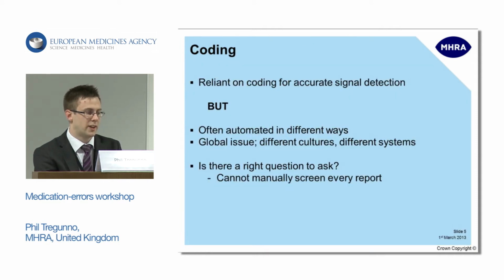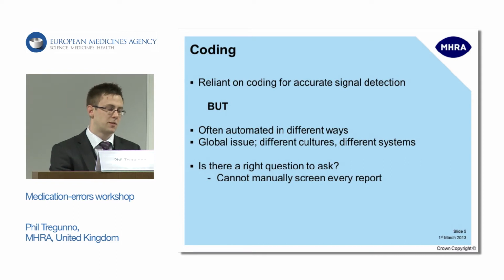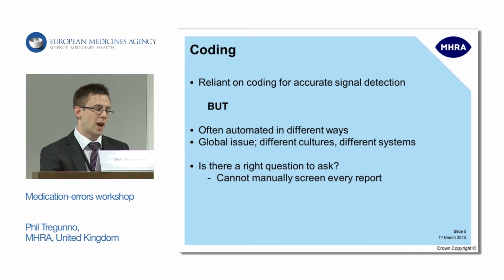The reason for thinking about definition is ultimately, in terms of analysis, to do with coding. We're absolutely reliant on coding for accurate signal detection of new safety issues from spontaneous data. And that collection process is very much an automated one. Particularly when we're thinking about high volumes of data, it's important that we can have some sort of structured way of identifying these particular reports. And clearly, medication error reports are slightly different to those which we're used to in terms of adverse drug reactions.